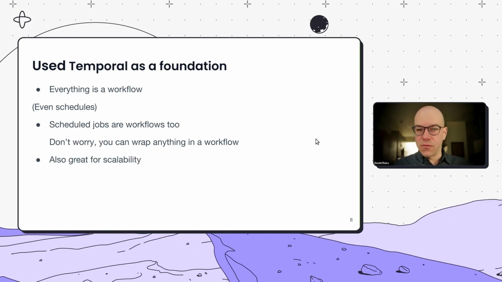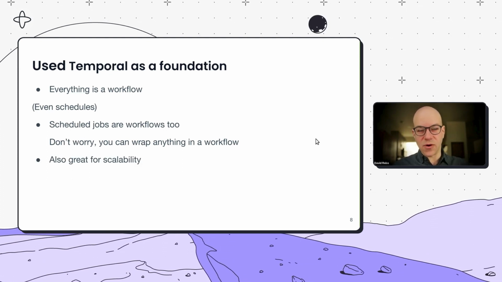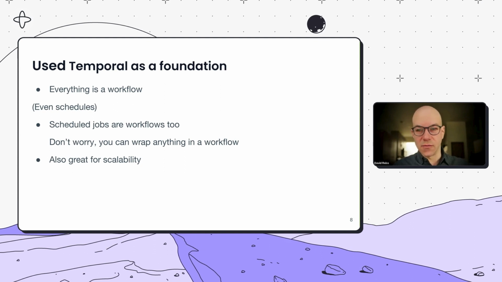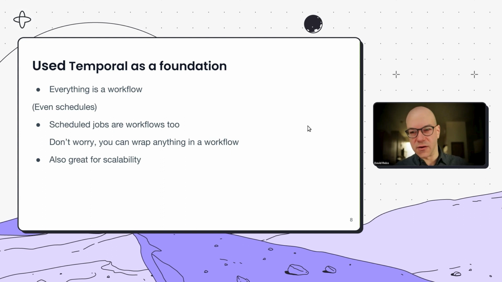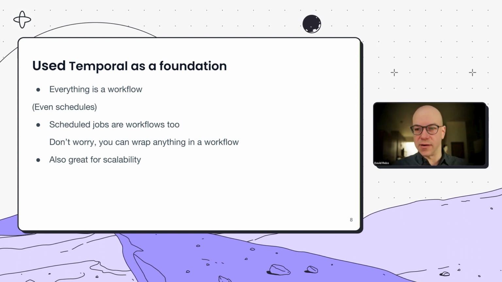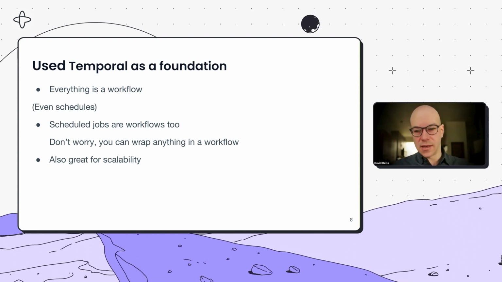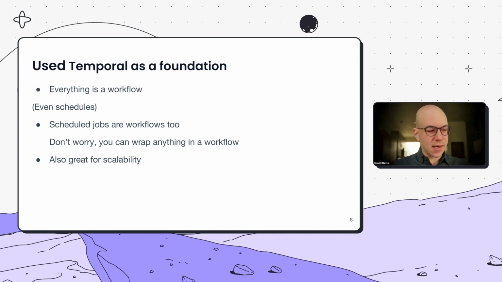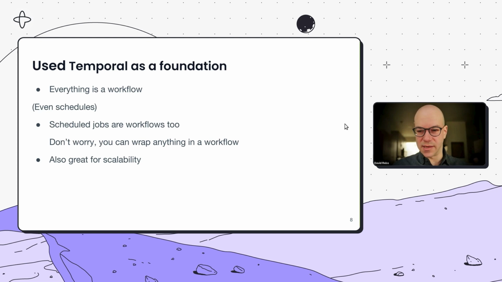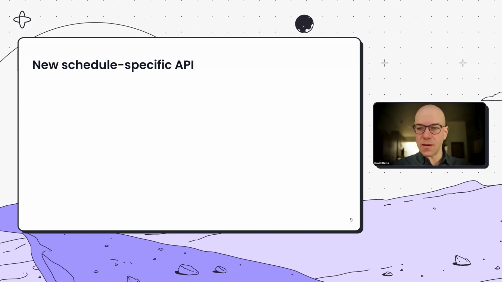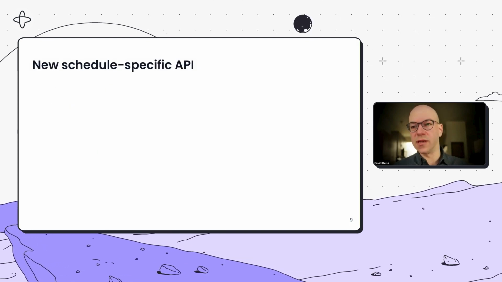And basing things on workflows, we get great scalability as well. Temporal is designed for millions of concurrent workflows, so supporting millions of schedules is easy. There are a few caveats around scaling, but basically it makes it very easy. So what's the next thing we did?